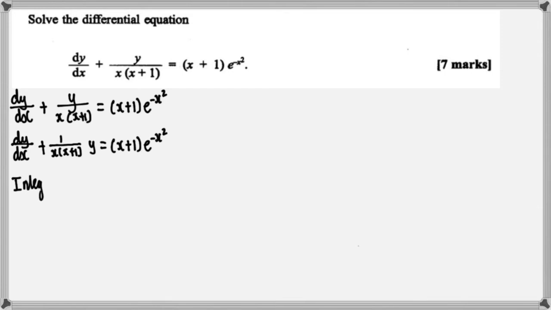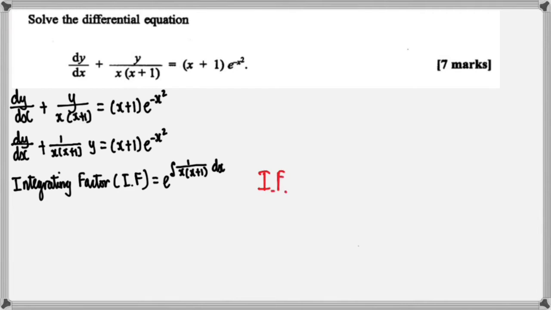The integrating factor is given by e to the integral of P. That is very key. P, remember, is this 1 on x, by x plus 1. The integrating factor, the IF, is always equal to e to the integral of P with respect to dx. That is the general rule. The integrating factor is equal to e to the integral of P.